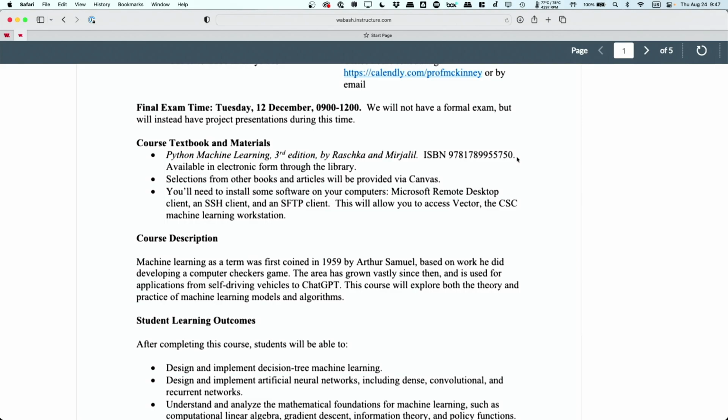It doesn't matter what computer you have, but basically what you need to do is to have the following. A remote desktop client. Microsoft is one of them. It's a perfectly fine one. It'll run on Mac also. It doesn't really matter which one you use, but that one's a good one. And then you also need an SSH client and an SFTP client.